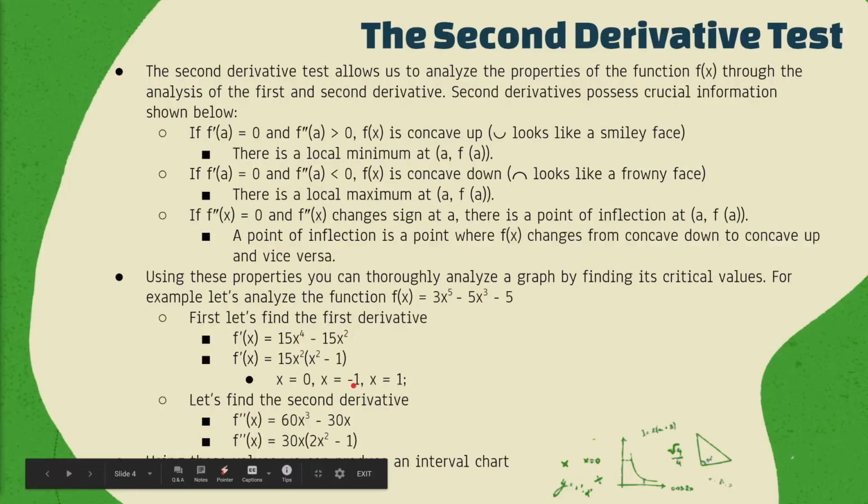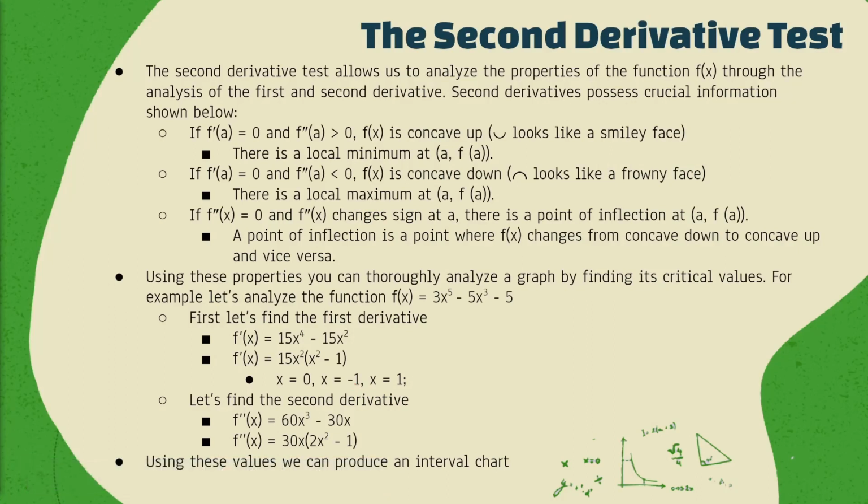So let's get started. The second derivative test allows us to analyze the properties of a function f of x through the use of its first and second derivative. Second derivatives possess crucial information which we could classify as the following. We know how to figure out the first derivative, so now we're going to look at the exact time where f prime of a is equal to 0 in these two scenarios.